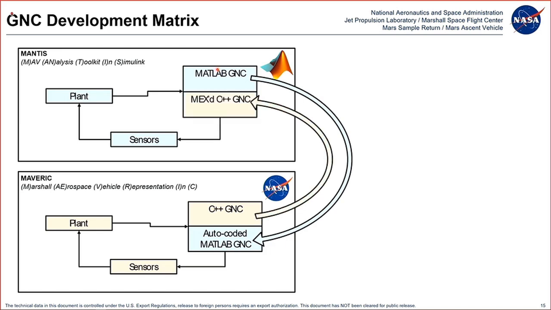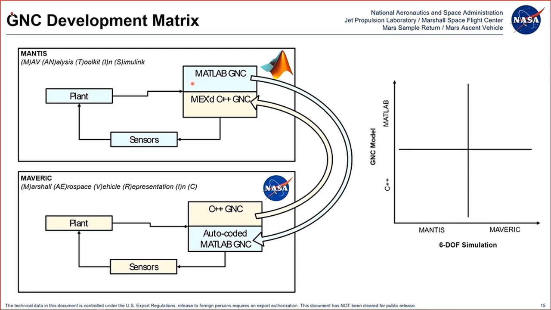Inversely, we also have the ability to create a MATLAB MEX, which is basically a functional interface where you can throw C++ code into MATLAB as a function. So we can MEX in our C++ GNC code, and we can run that in Mantis. So what you get is essentially this crossover of our different GNC implementations across two different simulations. You can look at this as kind of a two-dimensional matrix, which is why we call it a development matrix, essentially. On one axis, you have what 6DOF simulation you're running, either Mantis or Maverick, and then what GNC model you're running, either C++ or MATLAB.